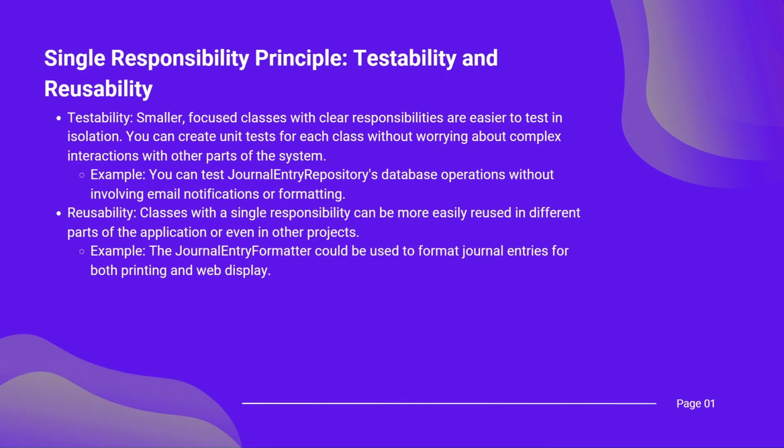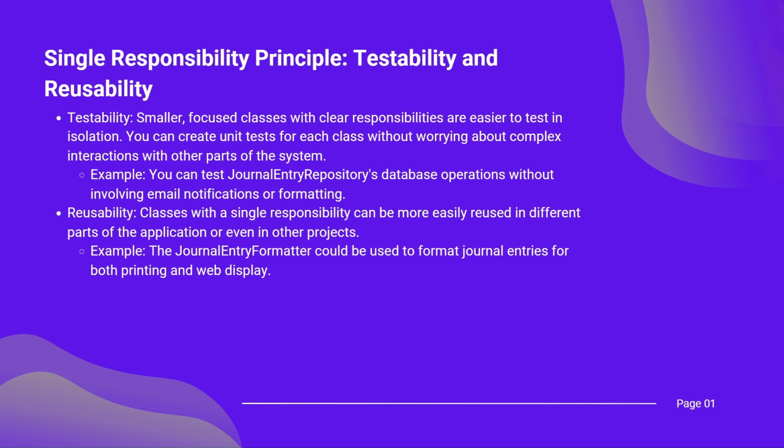Testability is about smaller, focused classes with clearer responsibilities that are easier to test in isolation. We can create unit tests for each class without worrying about complex interactions with the other parts of the system. For example, we can test journal entries repository database operations without involving email notifications or formatting.